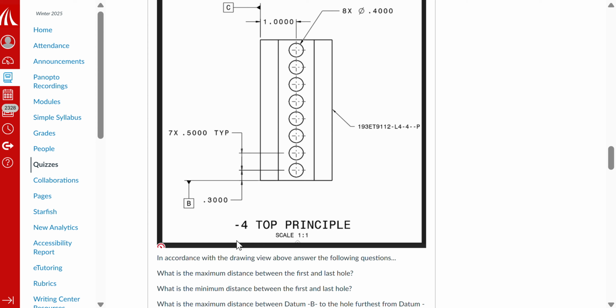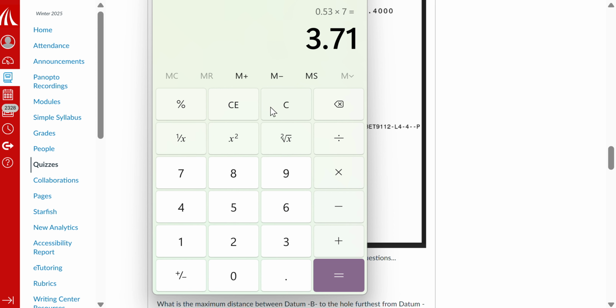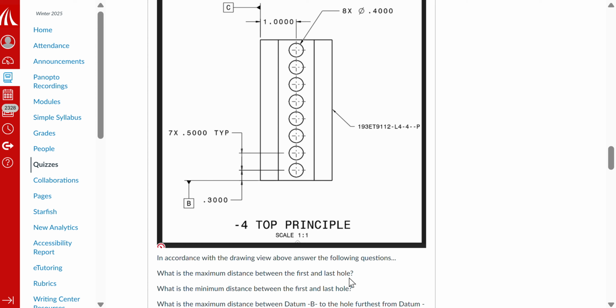The next question is then, what is the minimum distance from the first hole to the last hole? Well, you do that same calculation, except you take the minimum distance. So the minimum distance would be 0.50 subtracted by the tolerance, which would be minus 0.03, which is 0.47. 0.47 times 7 gives you a distance of 3.29. And that is the minimum distance from this first hole to the last hole.